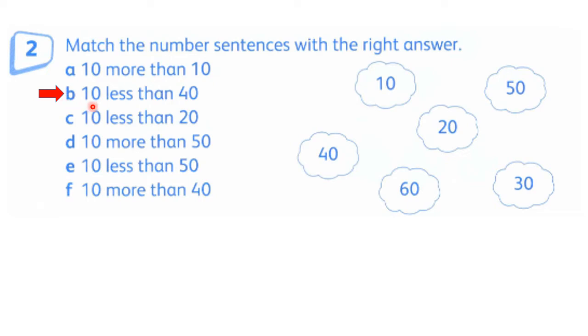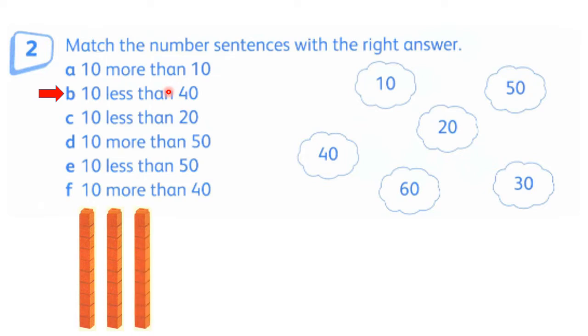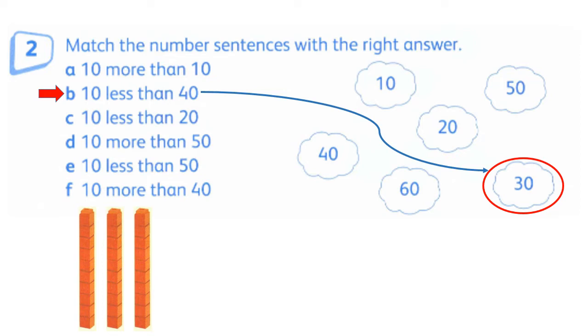B, 10 less than 40. Let's start with 40. 10, 20, 30, 40. Now 10 less. So I have to take away. There you go. And we're left with 30. So 10 less than 40 is 30.